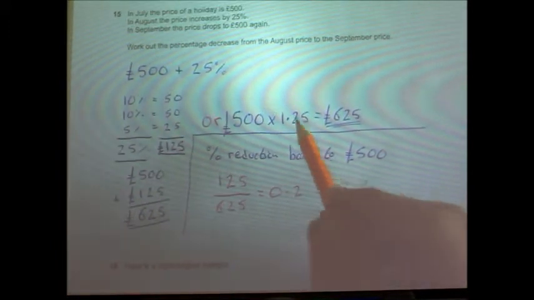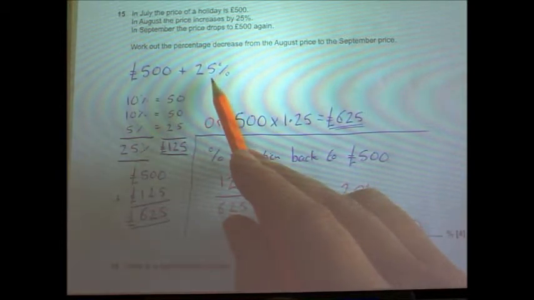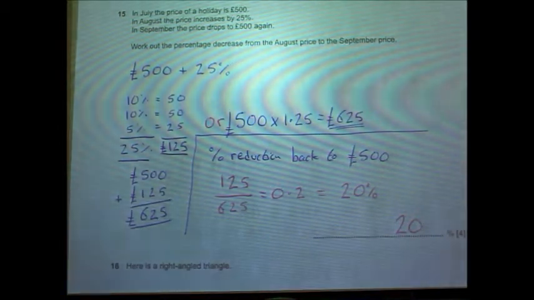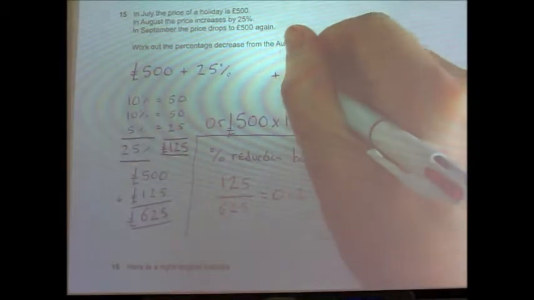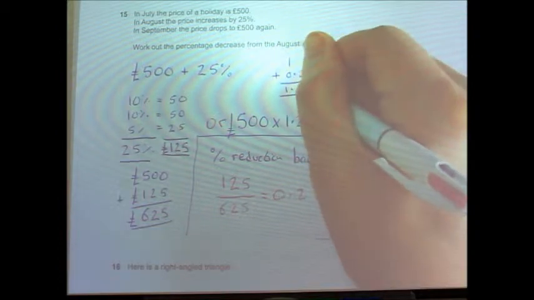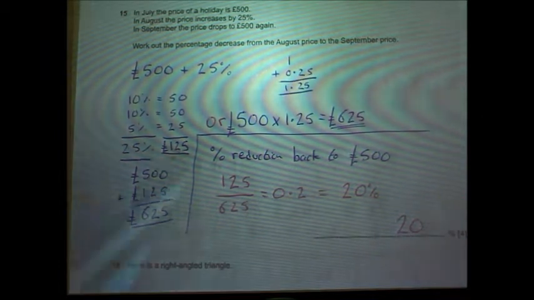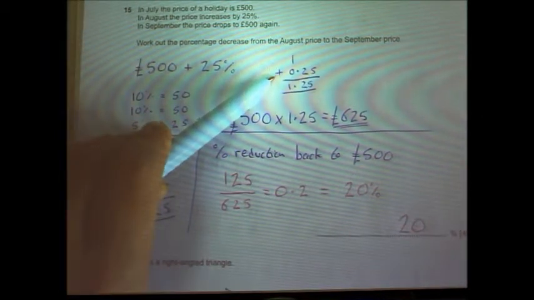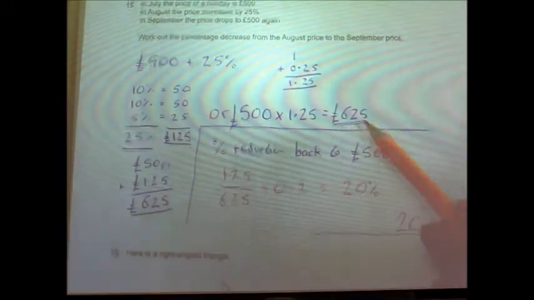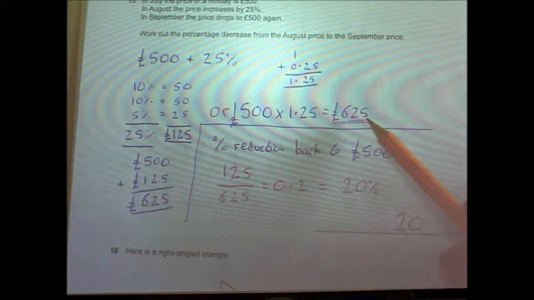Or if you're comfortable with using the multiplier, it's converting that to a decimal, which is 0.25, and because we're increasing, we do 1 add 0.25, which gives you 1.25, and that is your multiplier to increase by 25%. If you had to decrease it by 25%, you do the same thing, only here you would subtract, not add. Anyway, in August, the price increases by 25%, so it is £625. 2 marks for just working that out, fairly straightforward.